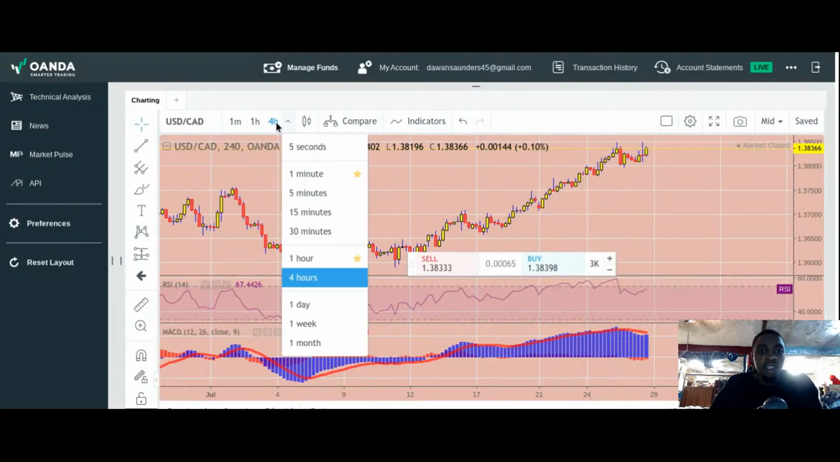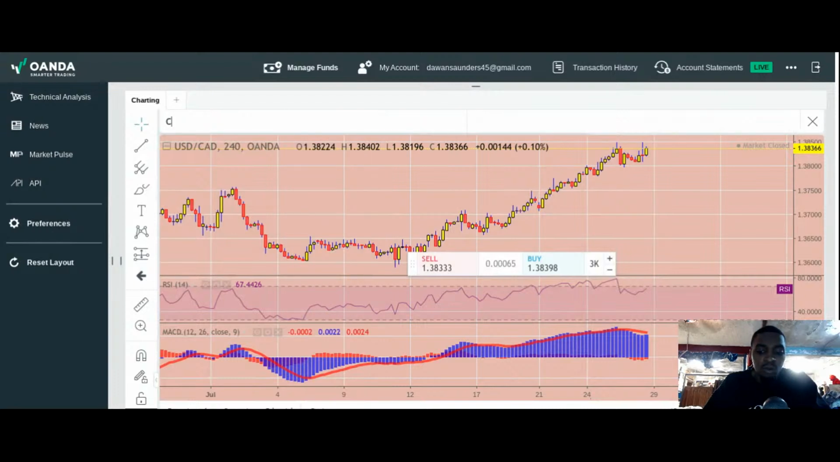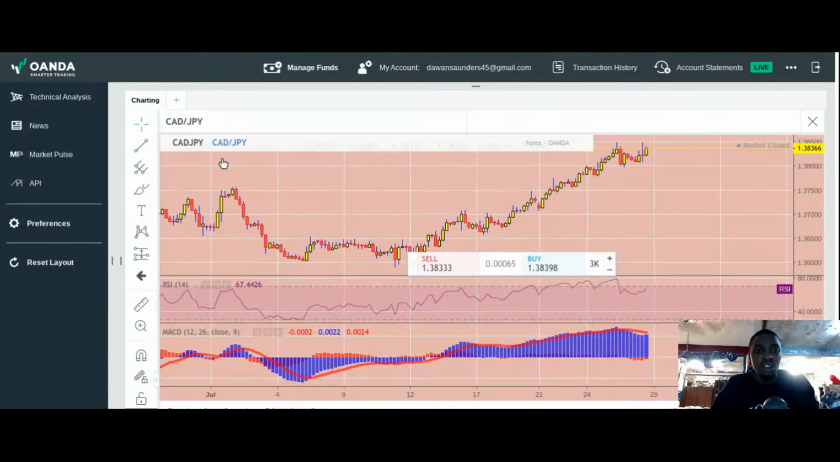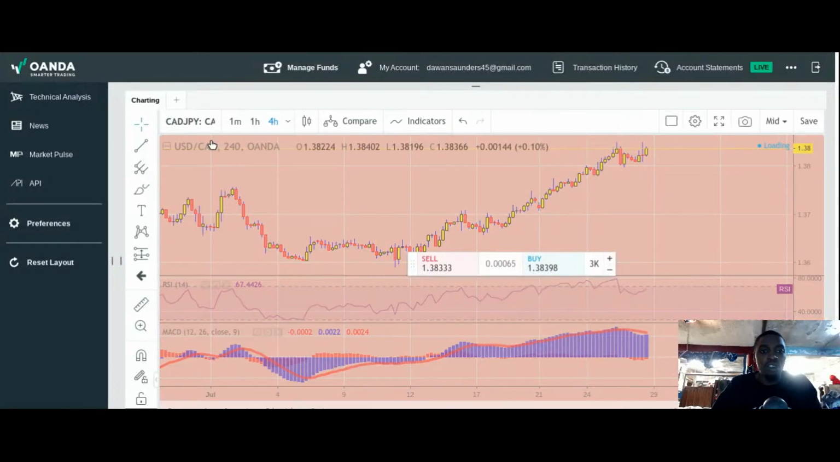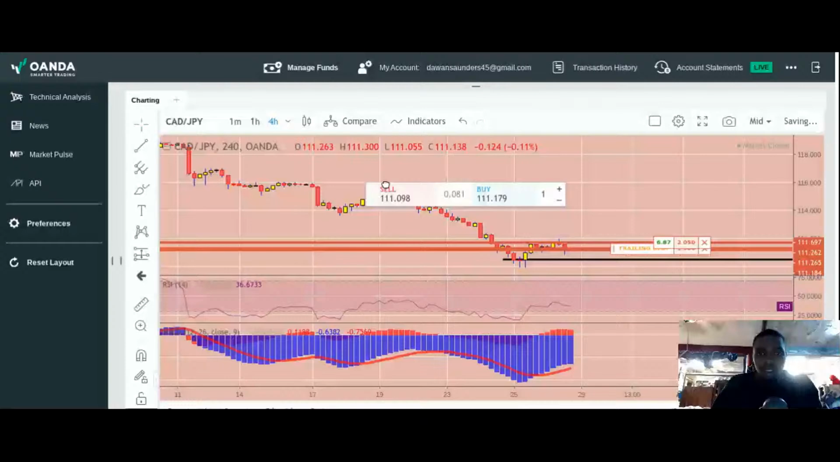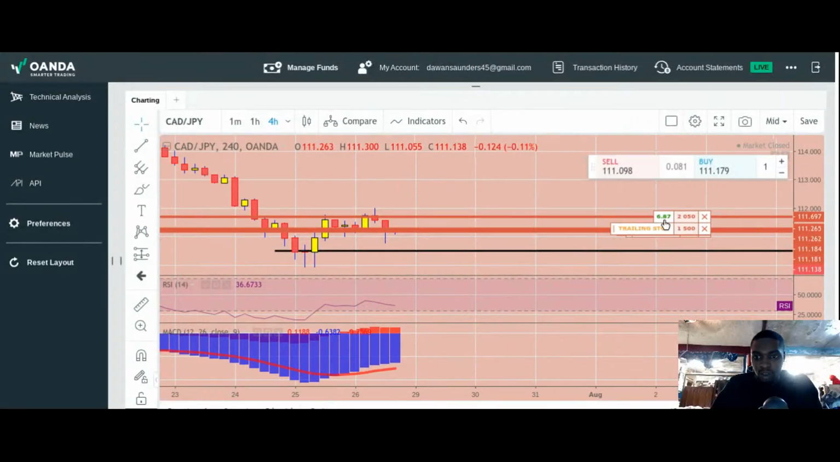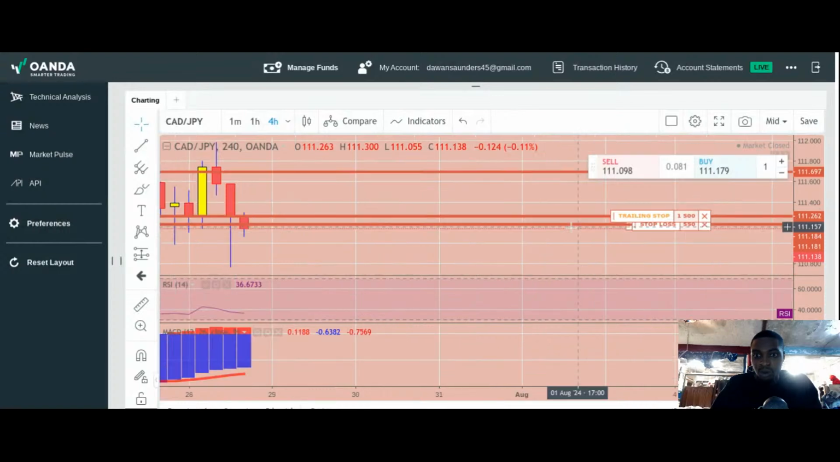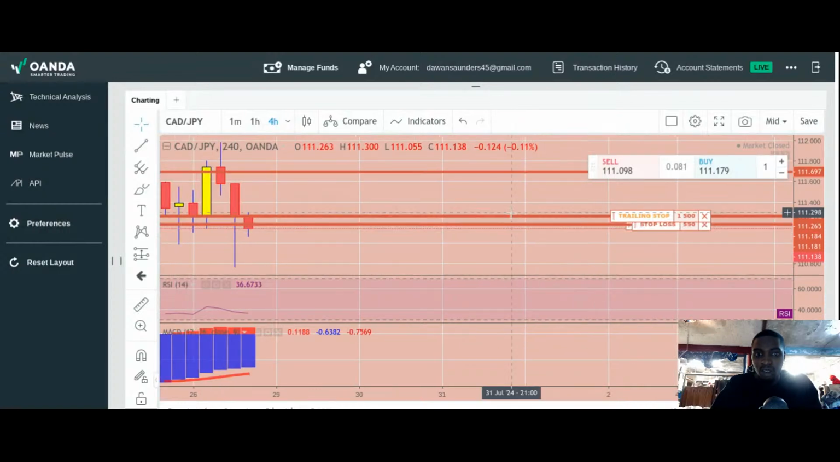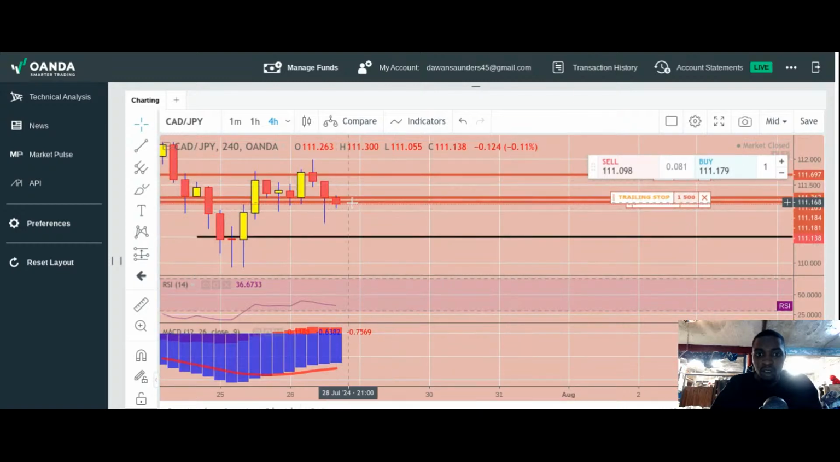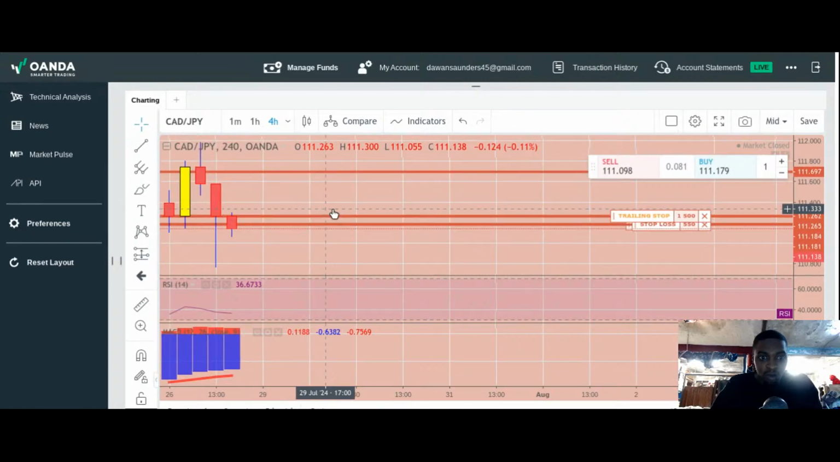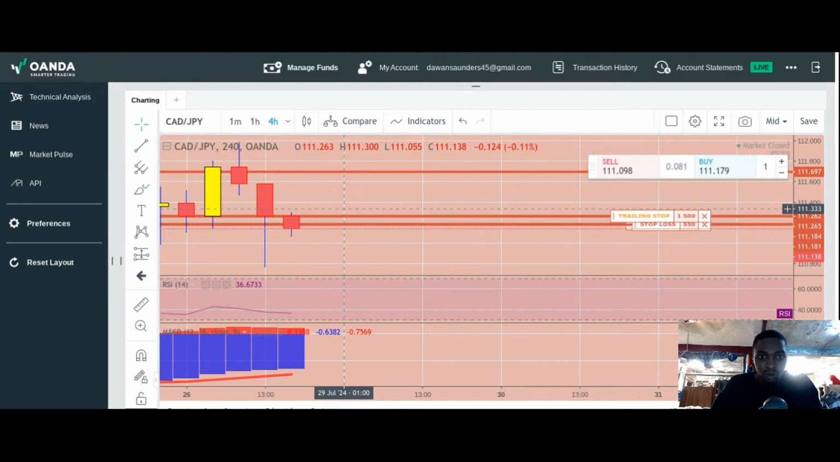Now, while we're on it, we could look at Canadian Japanese yen. This is something I have an actual trade on, so I want to show you that trade. As you see, the whole trade itself is $6.87. We put our stop loss and our trailing stop loss right on it. So the second it moves against us when the market opens, we're going to get stopped out on a small loss.